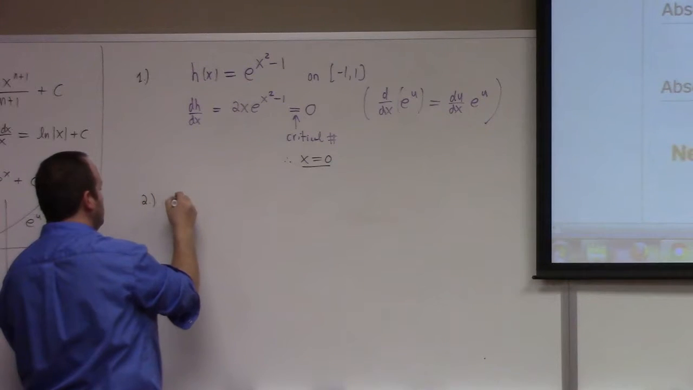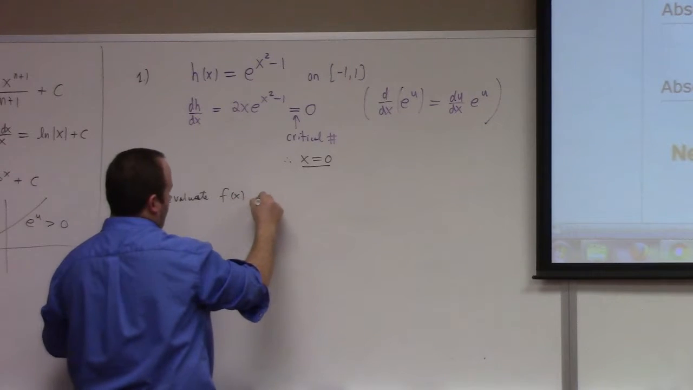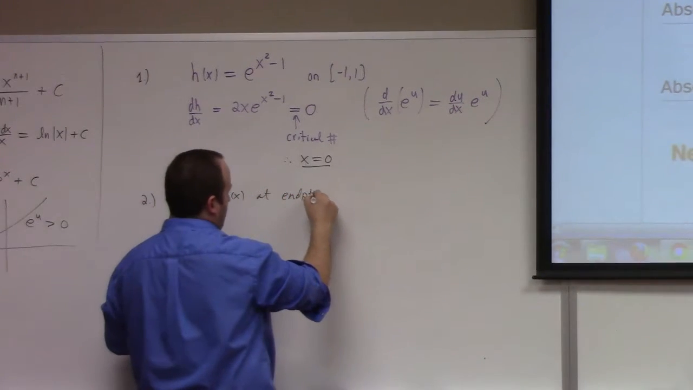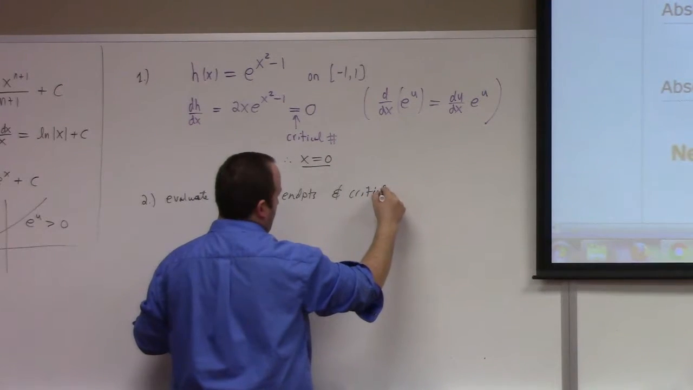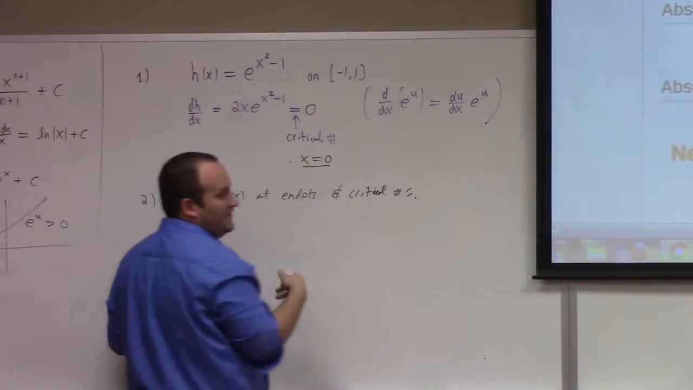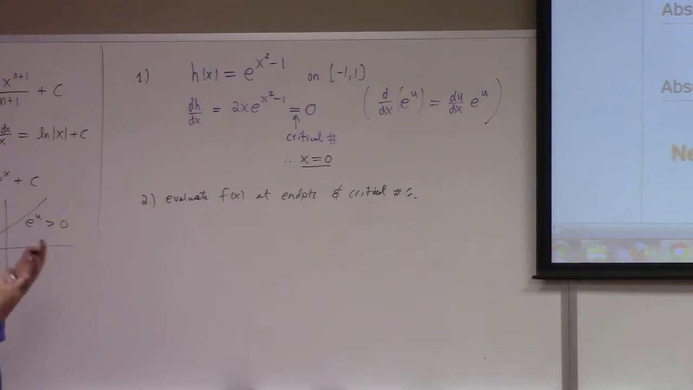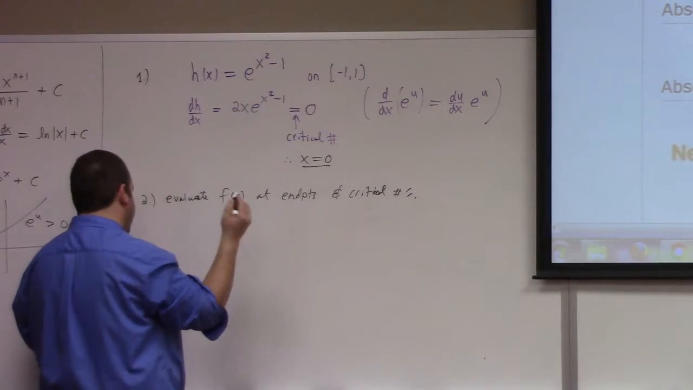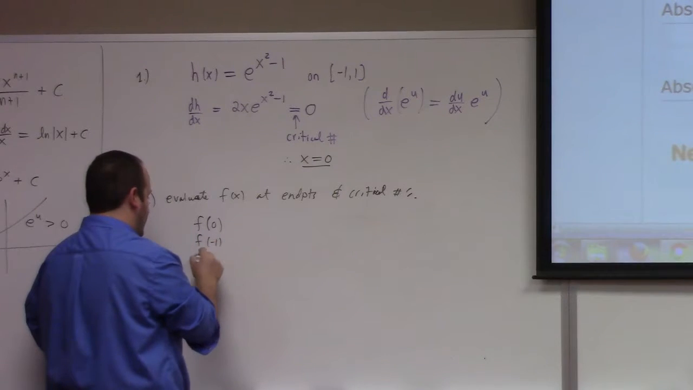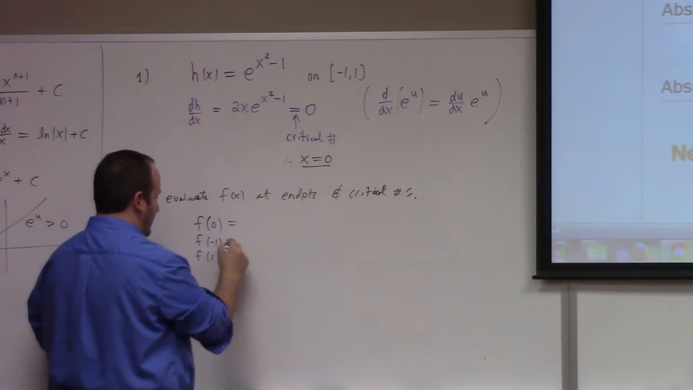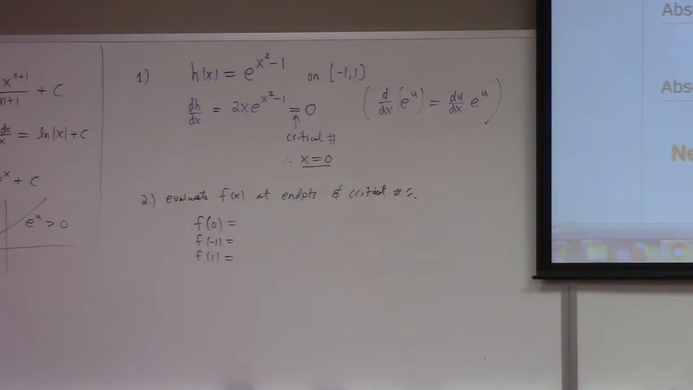Step 2, evaluate f of x at endpoints and the critical values. I'll make up a new numbering every time I talk about this. This numbering is not written in stone or anything. So f of 0, f of minus 1, f of 1. Those are the contestants in the absolute extrema game here. One of these will be the winner.